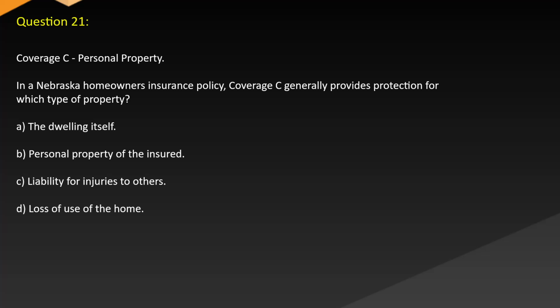Question 21, coverage C. Personal property. In a Nebraska homeowners insurance policy, coverage C generally provides protection for which type of property? A. The dwelling itself. B. Personal property of the insured. C. Liability for injuries to others. D. Loss of use of the home.